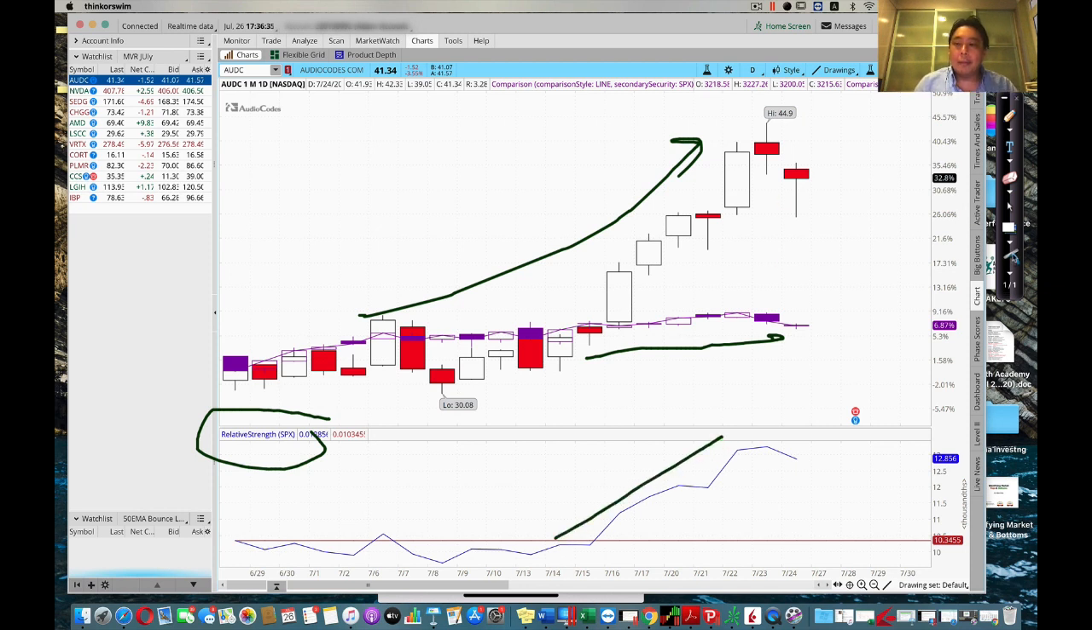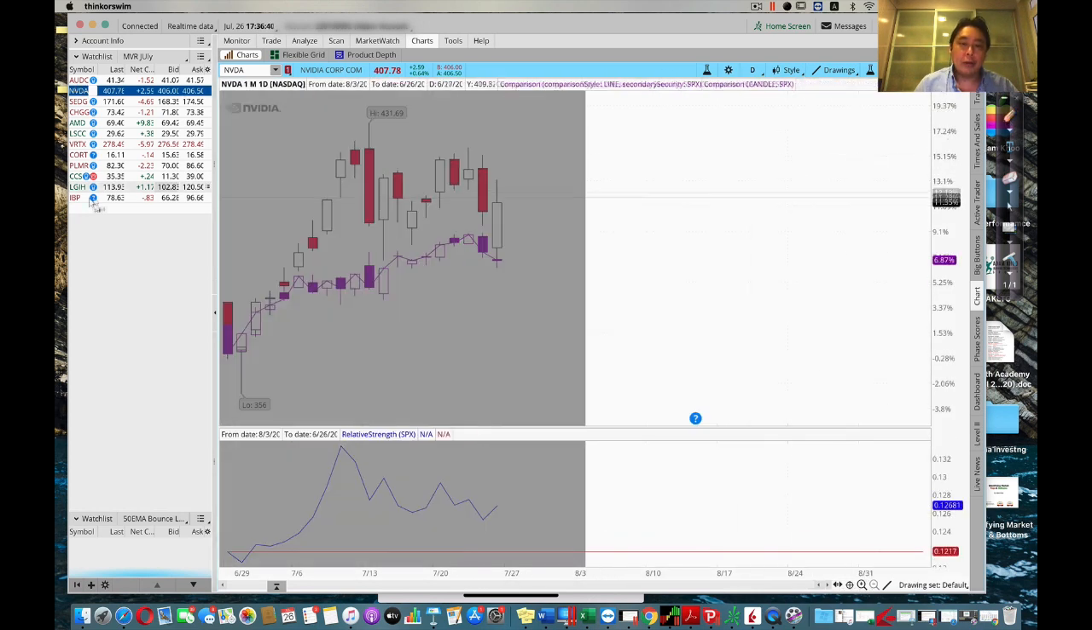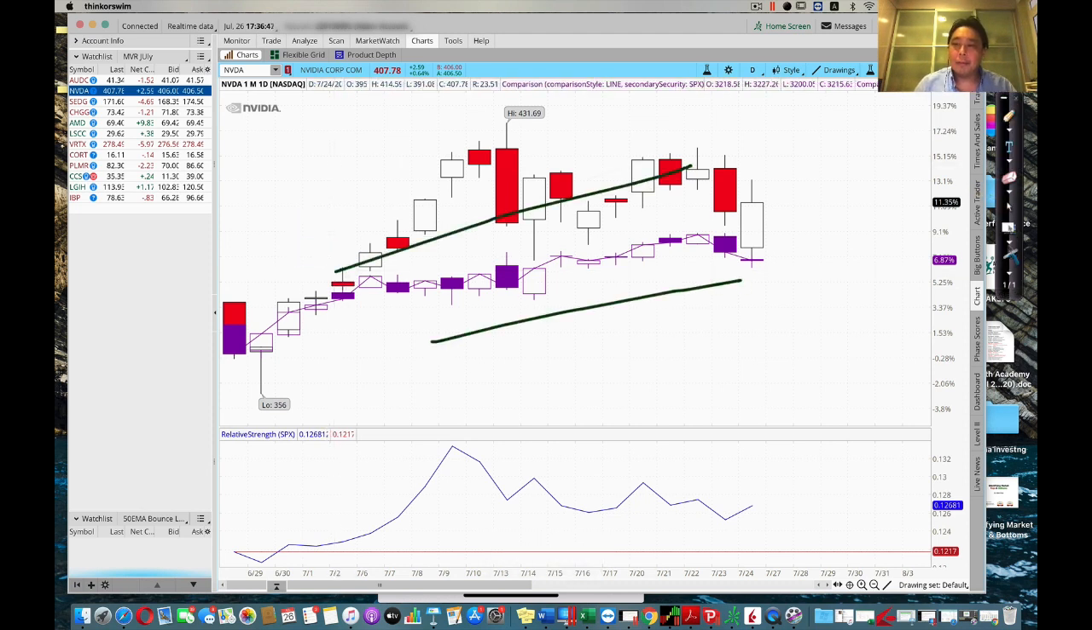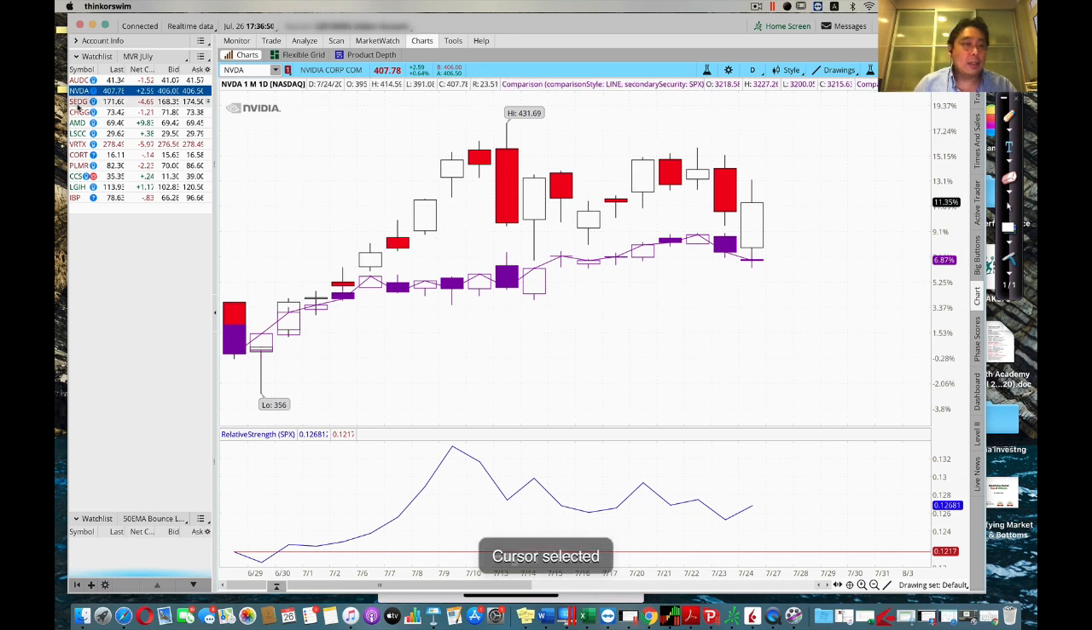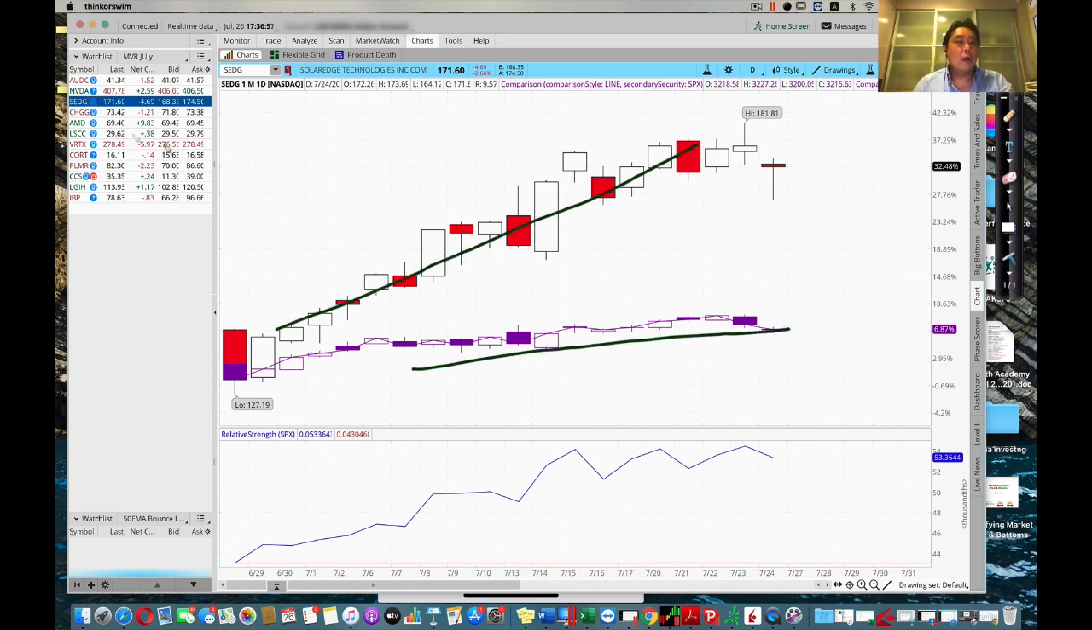Okay, so that's AUDC, NVDA. So again, NVDA, you can see outperformed the S&P 500 as well. Okay, next one is SEDG. Whoa, you can see it really outperformed, right? So that's SEDG, that's the S&P 500. So when you are able to pick the stocks that outperform the market, you're able to get a lot more returns than just the average index return. So even if the index goes up 1%, you are able to squeeze out a lot more than that.